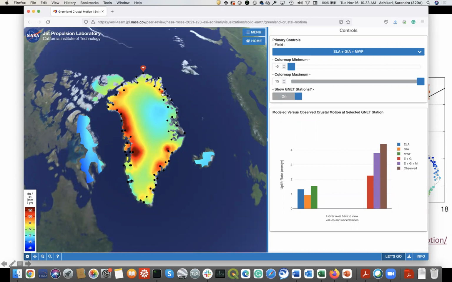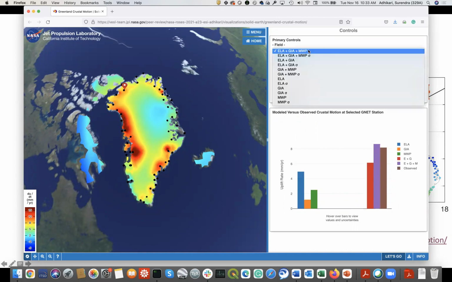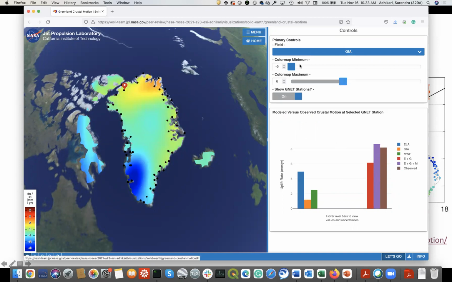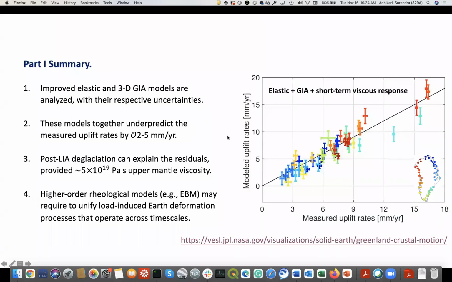You can literally walk through the stations, and it's really interesting to see. You can also select any field that you want to highlight. For example, if you want to show the GIA solution, it just displays it for you, and you can also play with the color axis limit, and you can click the download button for your own application. So yeah, please feel free to check it out when you have time.